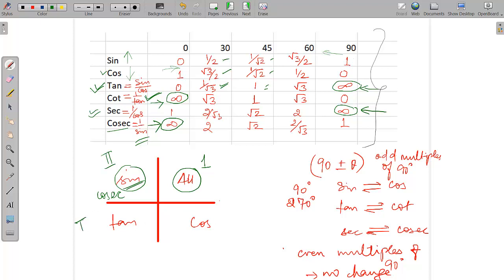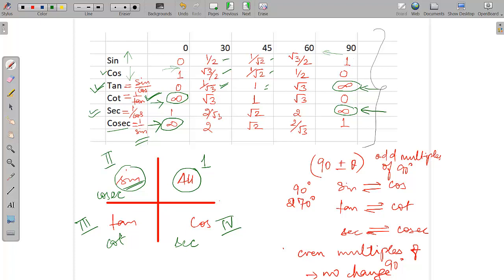In the third quadrant, we will find that tan is positive. That means the reciprocal of it, cot, is also positive. In the fourth quadrant, you will find that cos is positive. That means its reciprocal, sec, is also positive. And this quadrant system is not only up to 360 degrees, that we have to see.